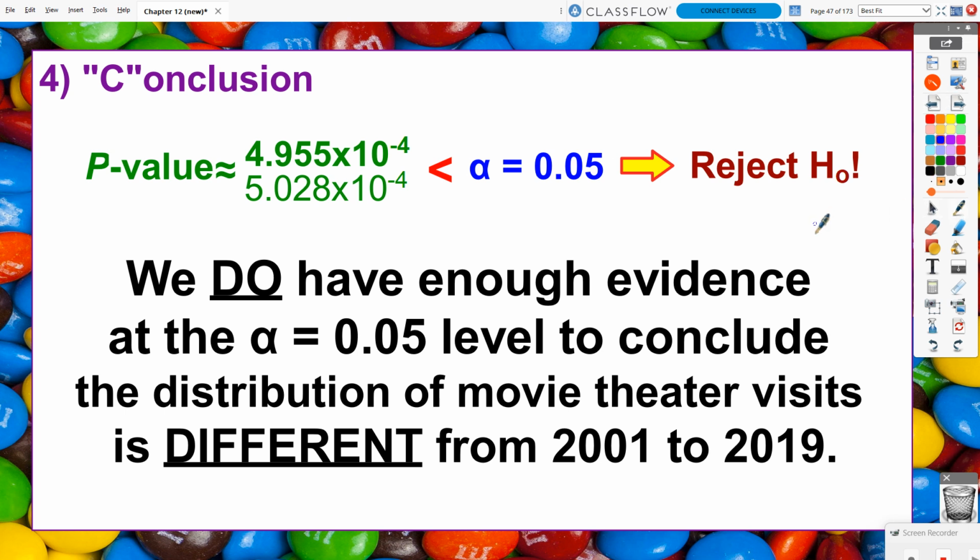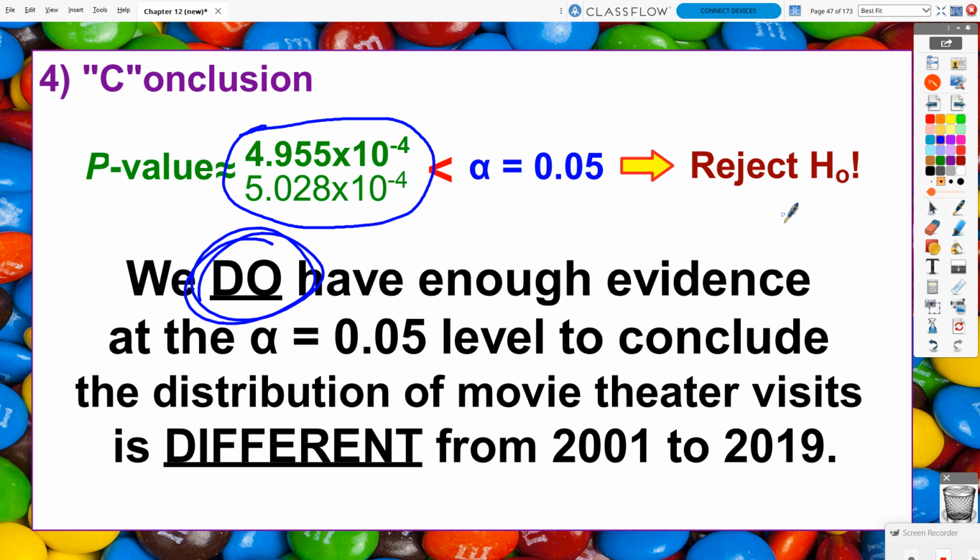So in the end, for our final conclusion, regardless of whether you use the calculator command or the chi-square CDF command to get the p-value, you can see these are relatively close to each other. In either situation, they are way smaller than 5%, so we reject the null hypothesis. And we can state that we have sufficient, convincing evidence at the alpha equals 0.05 level to conclude that the distribution of movie theater visits is in fact different from 2001 to 2019. So before COVID was even a thing, we can statistically conclude that movie theater visits were changing from 2001 to 2019.